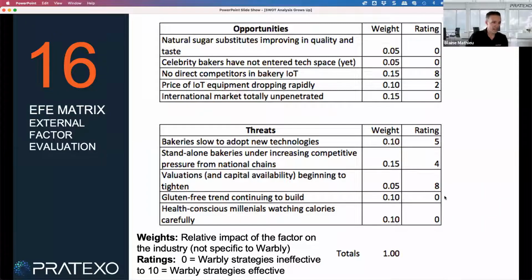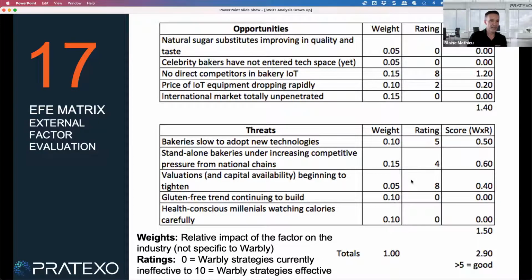We're doing pretty well on the valuations and capital availability beginning to tighten. Why? Because we just got a $10 million funding round. You remember back at the beginning, we got a decent amount of money in the bank. So we're doing pretty well on that one. Some of these, we have no strategy related to natural sugar substitutes. We're not doing anything related to celebrity bakers. We haven't got a board member who's a celebrity baker, who's an investor in the company, that could be the face of the company. We're getting a 0 on those because we're currently not doing anything related to that opportunity. And when you go down here again, we're not doing anything to address these threats to the bakery business overall today. That's why we got 0s.